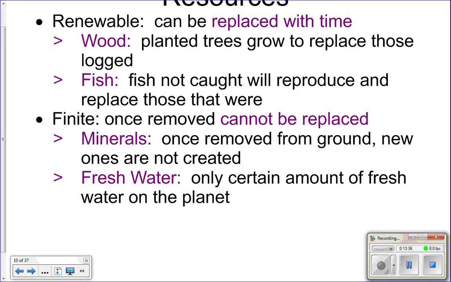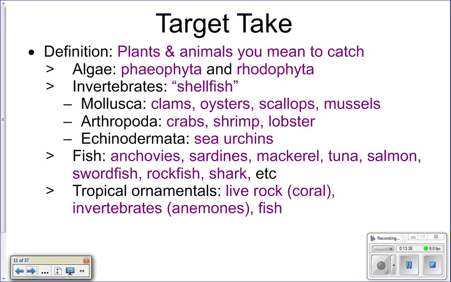Okay, so you have renewable and finite resources. One of the things that we get from the ocean that could be considered a renewable resource, as long as it's done properly, is fish and other animals. So the things that we actually want to get out of the ocean, like the fish and the crabs and stuff that we like to eat, those we would call our targeted take, or our target take. So those are the things that we target to get out of the ocean. So those are going to be the plants and the animals that you want to catch.